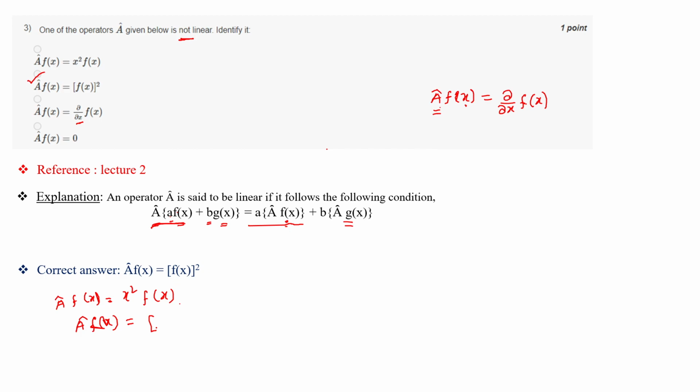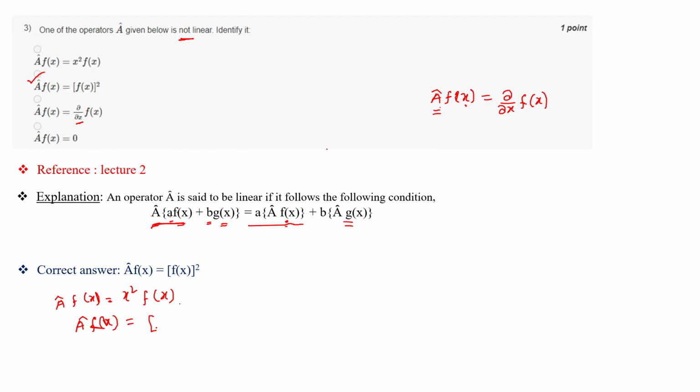Now the third one, I have explained why it is a linear operator, because here is the explanation. You can see that it is giving the same function back. And what about the fourth one? Why is this linear?